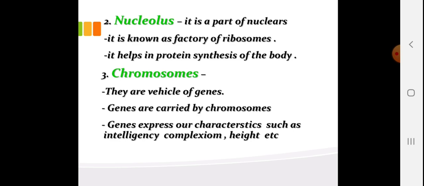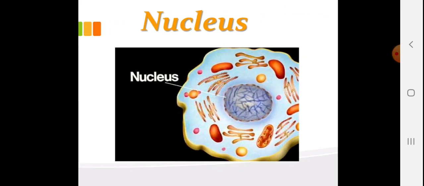Chromosomes. They are the vehicle for the genes, or the gene carriers. Genes are carried by the chromosomes. Genes express our characteristics such as intelligence, complexion of skin, height, looks, features and eye color. So sometimes you have noticed that people say you look like your father, you look like your mother, because you have carried their genes as part of inheritance in the form of chromosomes during cell division within the womb.